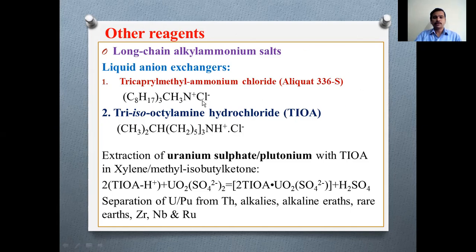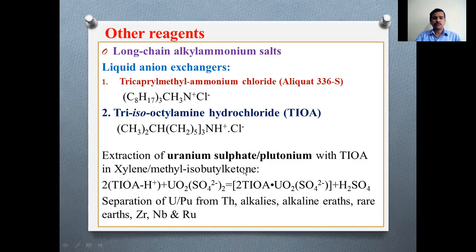They have chloride anions, so this chloride will be replaced by the anionic analyte. When you treat this reagent with a solute which is present in the anionic state, this chloride will be replaced by the anionic analyte. Therefore, these are called liquid anion exchangers. The anion of these liquids will be exchanged by some other anion in order to form an ion association complex. Therefore, these reagents are used as liquid anion exchangers.